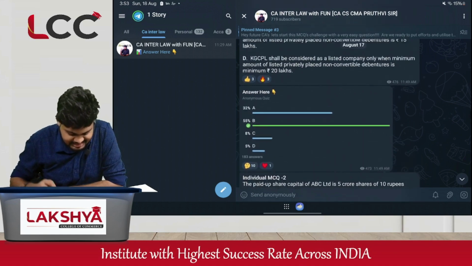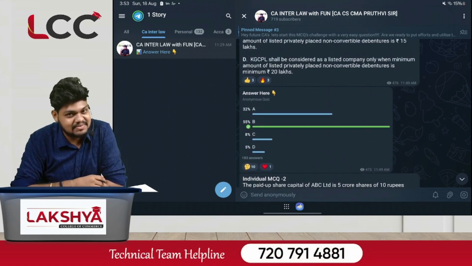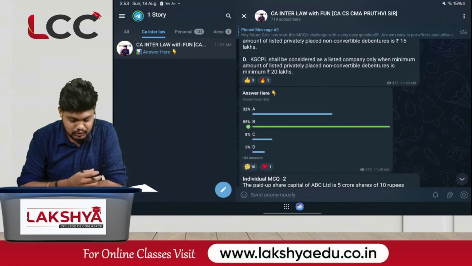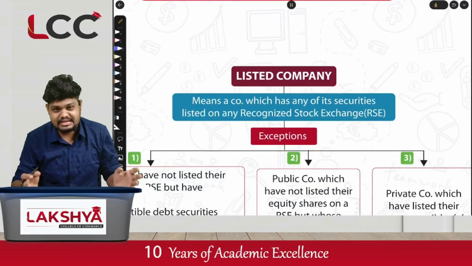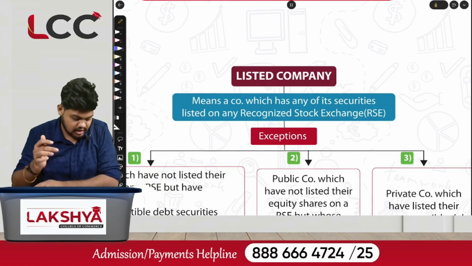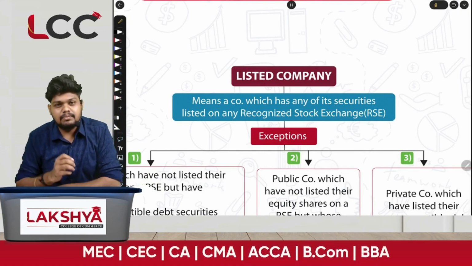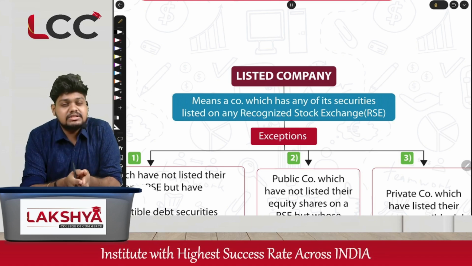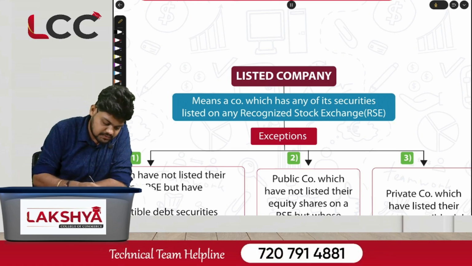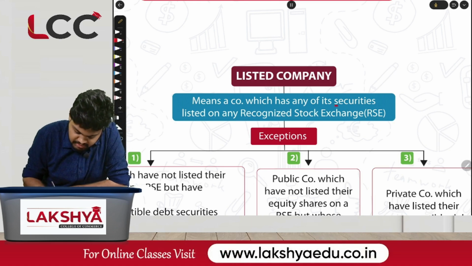Based on your answers here and the reaction specifically, I know you have been confused on this answer. So let's understand the definition of listed company extensively, with the complete exceptions and all. First of all, what do you mean by listed company? Listed company means a company which has any of its securities. Now focus on this word, guys, securities. What do you mean by securities?